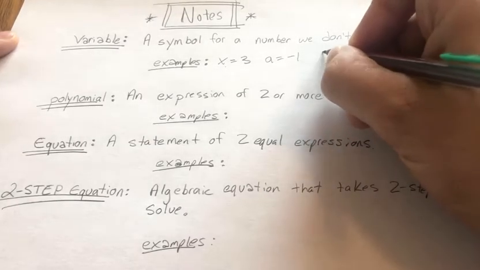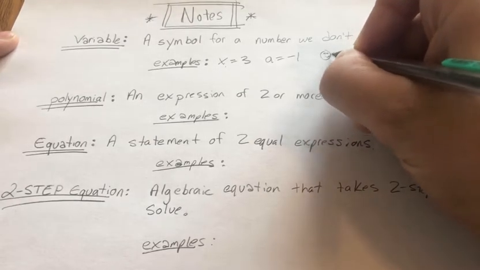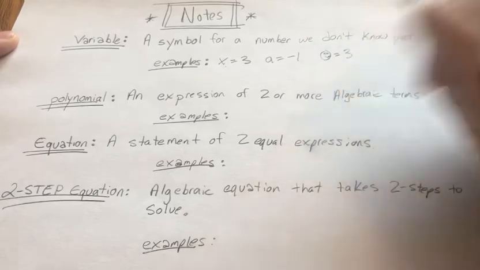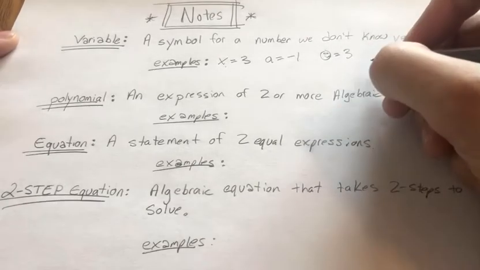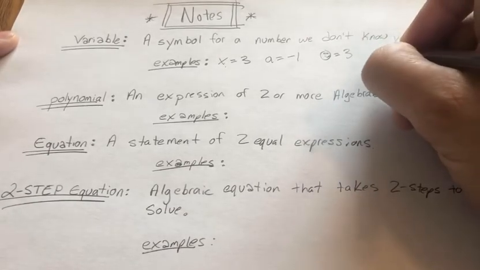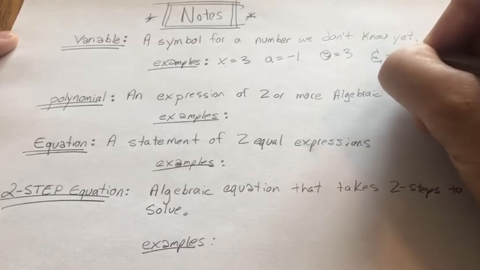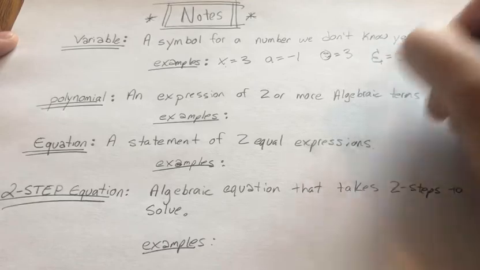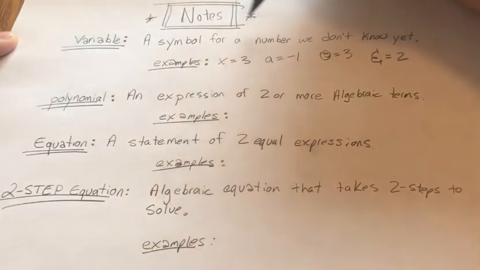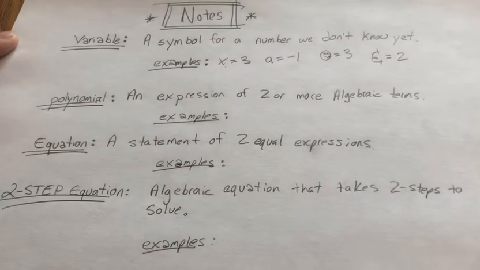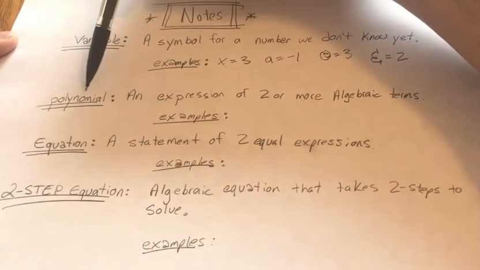But sometimes it could be what a smiley face equals. Or it could be what somebody just made up. Like, here's just a symbol I made up. Remember, it doesn't really matter. It's just a symbol for a number we don't know yet. A variable. The next note we should know is polynomial.